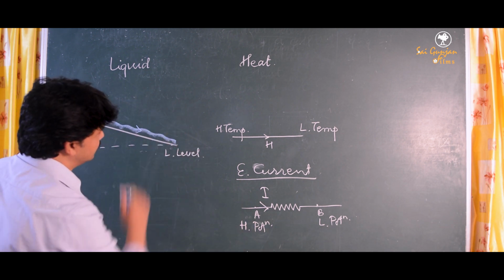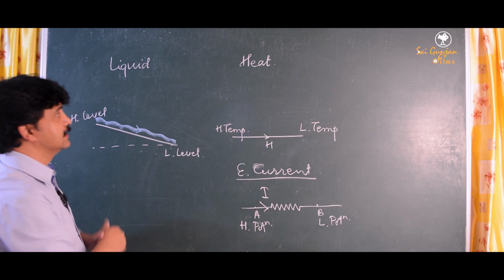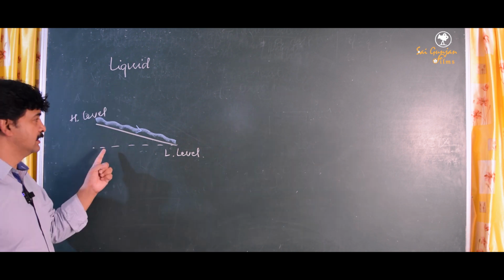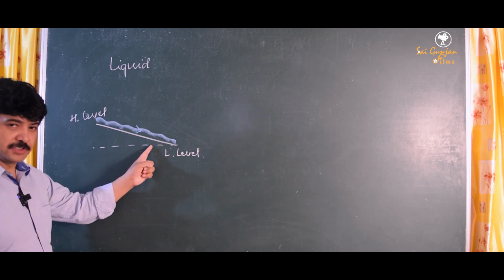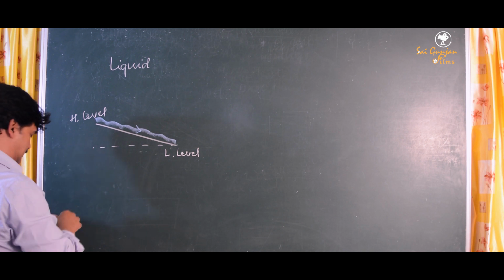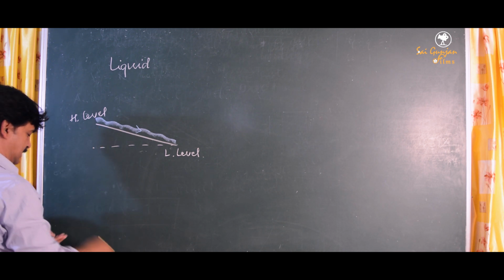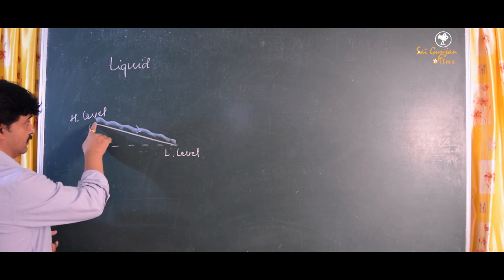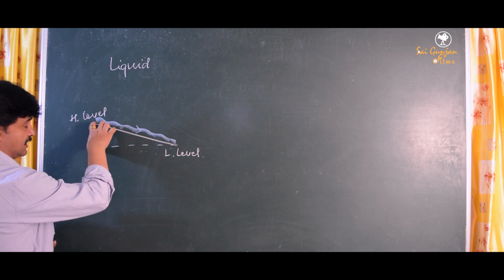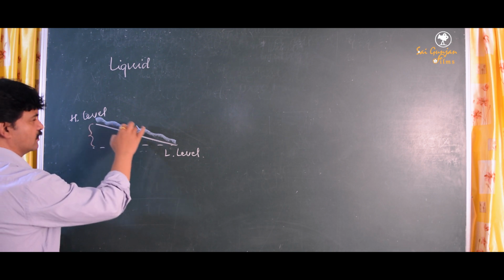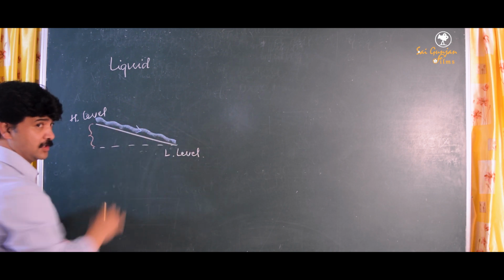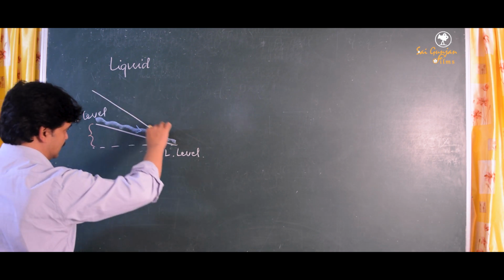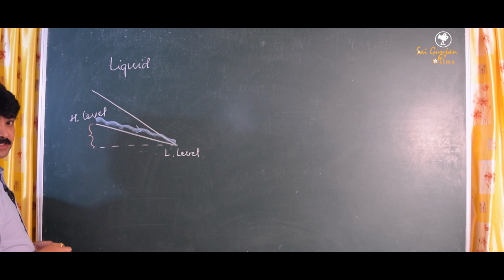Now let's remove heat and concentrate on liquid and current only. When this much is the inclination and this much is the difference in height of these two points, liquid will flow with some speed. Now what will happen if I increase the difference of level?